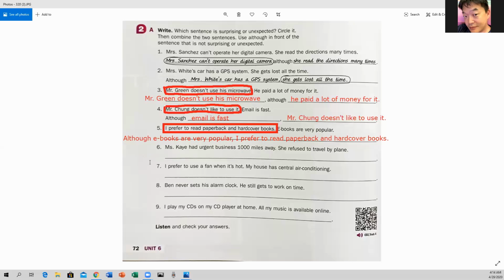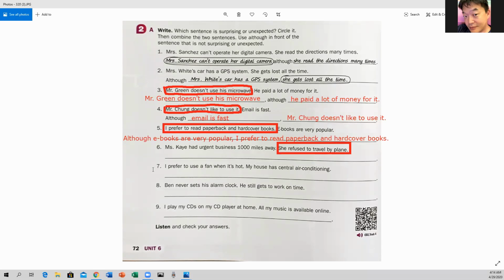Okay. So now let's go to number 6. Miss K had urgent business 1,000 miles away. She refused to travel by plane. What is the surprising, the unexpected fact? Which one? That she refused. This is the surprising thing, right? The unexpected. She refused to travel by plane. And although comes with the certainty one. So let's do the other way, like this.